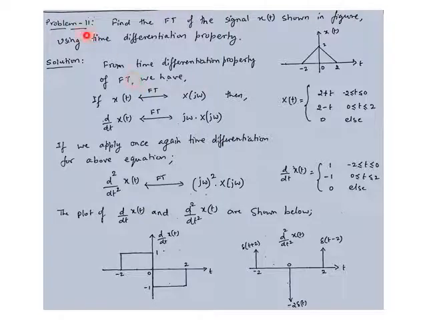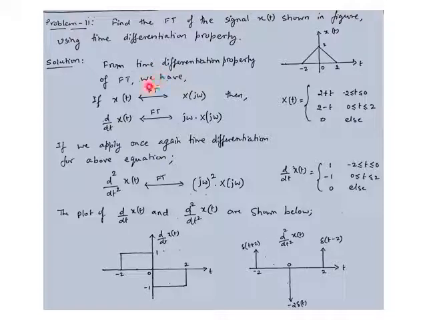Problem number 11 says, find the Fourier transform of the signal x of t shown in the figure. We have x of t shown in this diagram, and I have to find the Fourier transform with the help of the time differentiation property. They specified the time differentiation property here, so to get the Fourier transform of x of t, I should use it. Let me define the time differentiation property first.